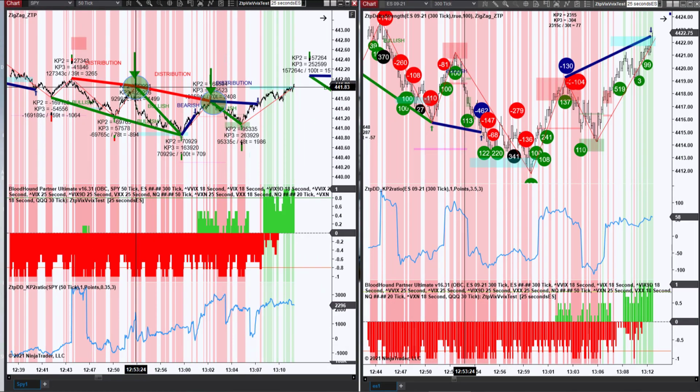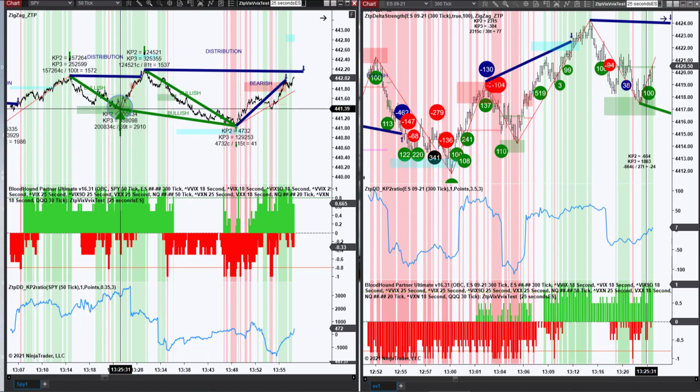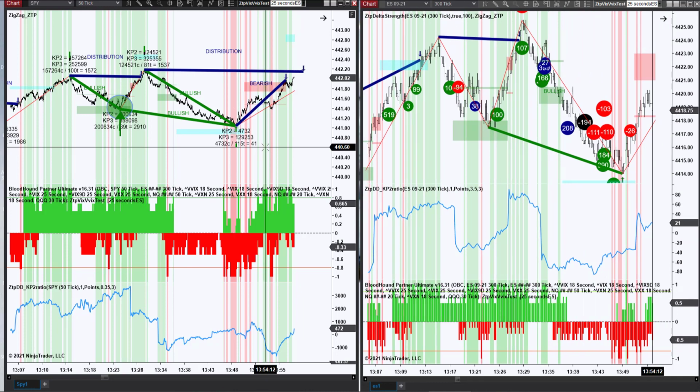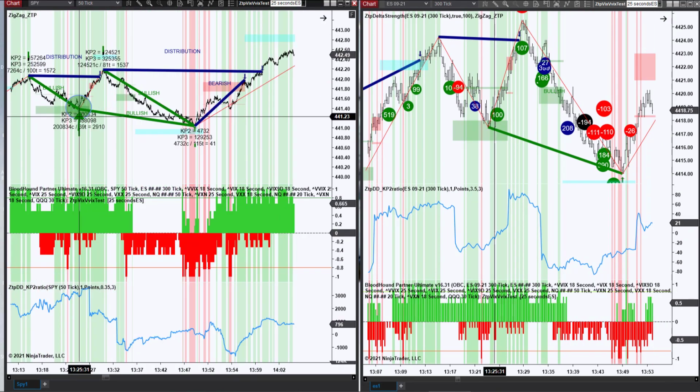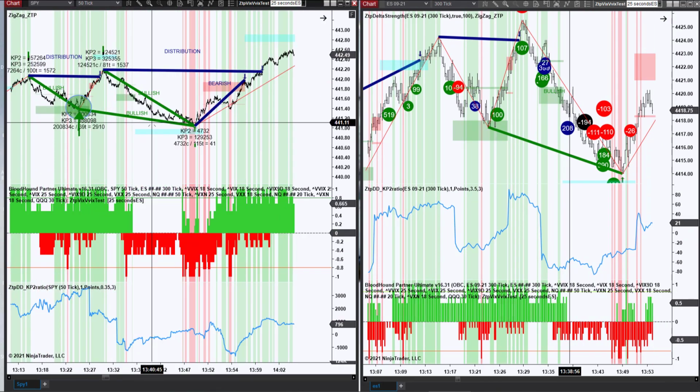Next, we have a distribution short signal with VXX. And again, a second distribution short signal with VXX. And again, after we get our 5 points, what do we have? We have a special divergence long signal telling us to get out. That's followed up with a special divergence buy signal, which was good for approximately 8 points. And it had VXX divergence with it.